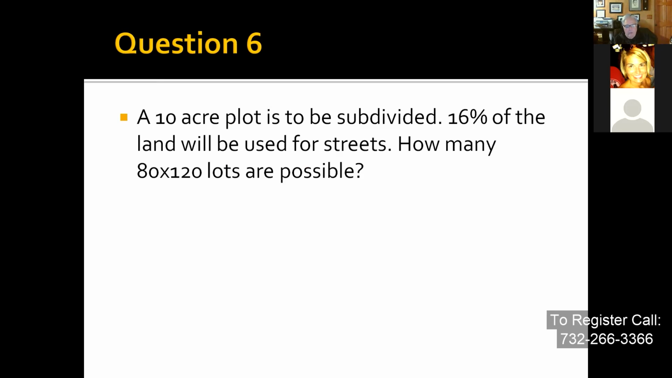So the first thing you want to do is find out how many square feet are in 10 acres. We know an acre is 43,560, so we're just going to add a 0 on the end of that. That multiplies it by 10 times. And then we're going to subtract 16% from there. Then we're going to find out what the square footage of an 80 by 120 lot is, and then divide that into what we have left.